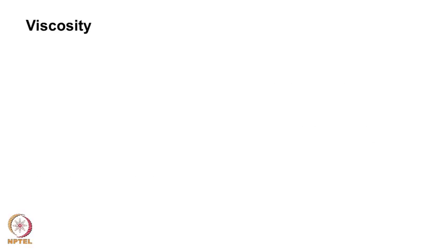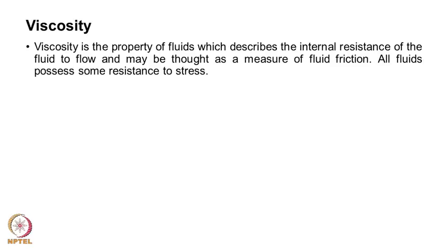There are many properties. First is viscosity. It is a property by which internal resistance to the fluid flow is defined, and it is just a measure of fluid friction. So, all fluids are supposed to have some resistance to the flow, and because of the resistance it develops some stress.